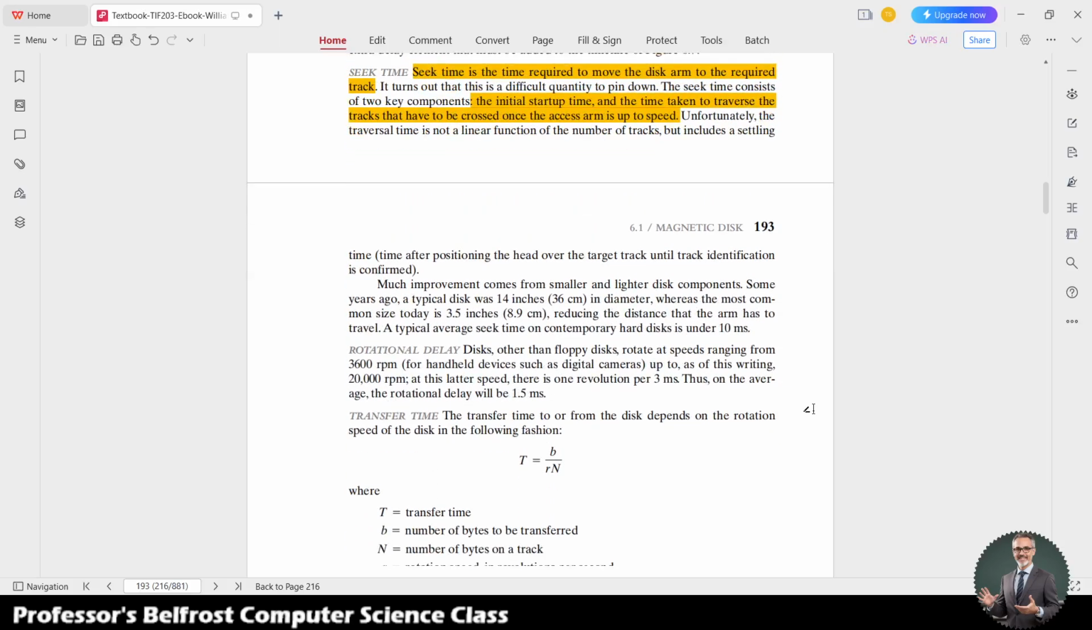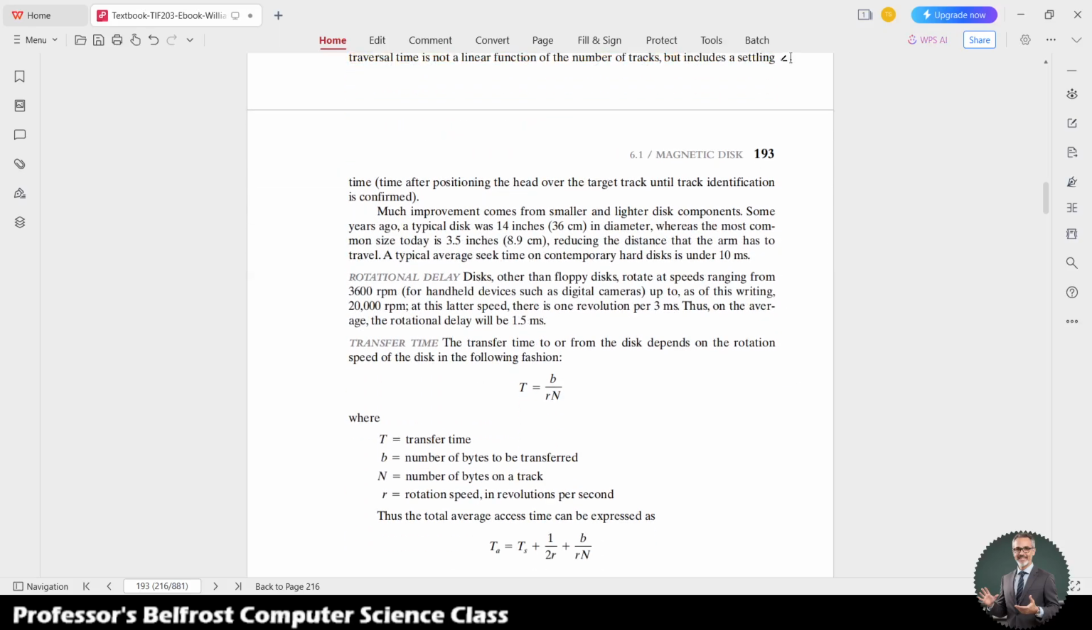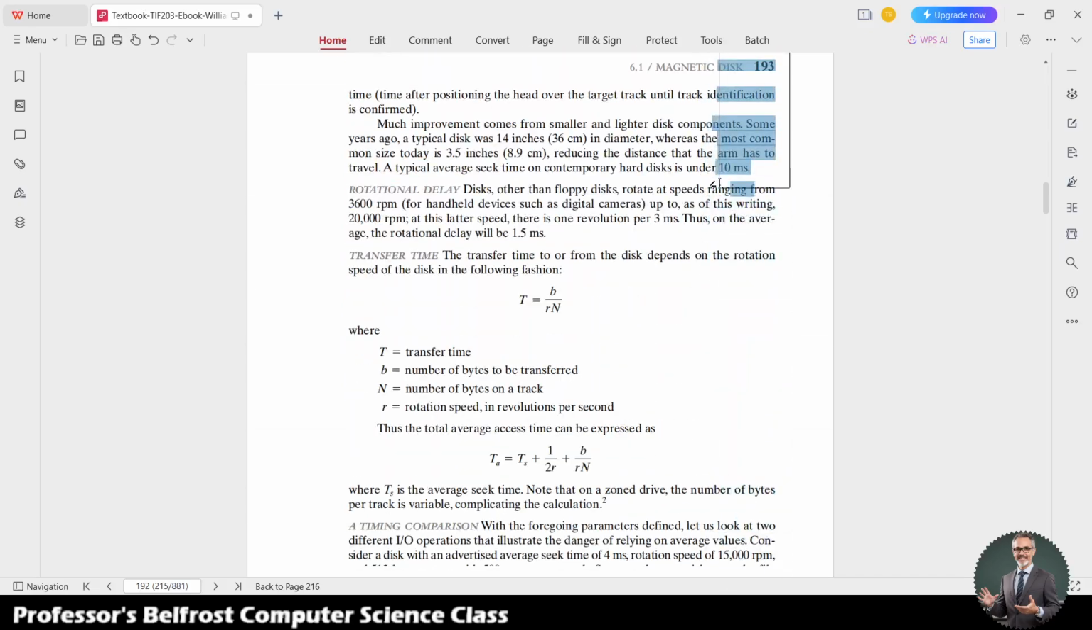Actually, it also includes a settling time. Much improvement has been done, and typical seek time on contemporary hard disks is under 10 milliseconds. They have rotational delay, and the disks rotate at speeds ranging from 3600 rpm to 20,000 rpm. So the rotational delay is about 1.5 milliseconds.